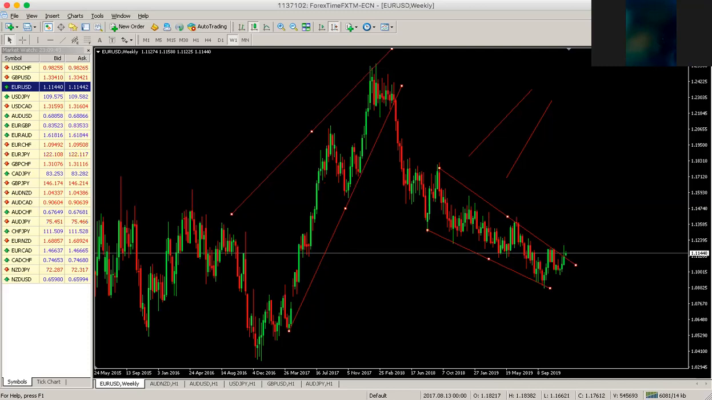All right. I call these psychological levels because these are areas where traders around the world are waiting to act from. Once the market gets to this level and traders react from it, I'm more than happy to join them because they play out very well, and then we can make some money with them.